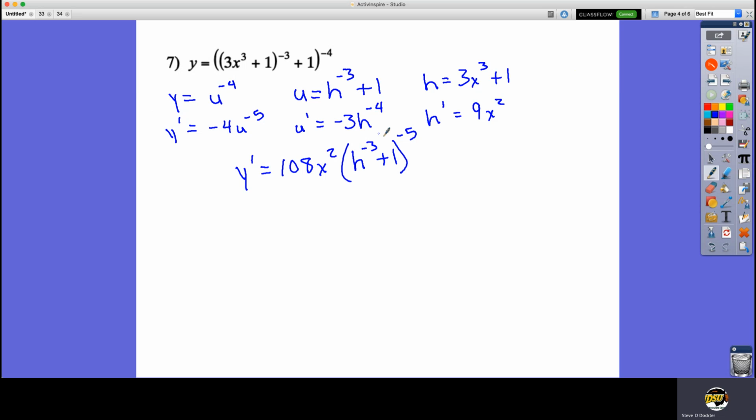And then we've got our h here. And h is 3x cubed plus 1 raised to the negative 4th power. The only thing that I didn't do is I didn't put h in yet. So 108 x squared. And what some of you guys will do is you'll put the h in as you write out this problem here. H to negative 3 plus 1. That's my u here.